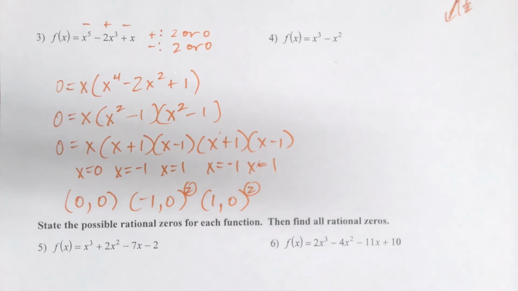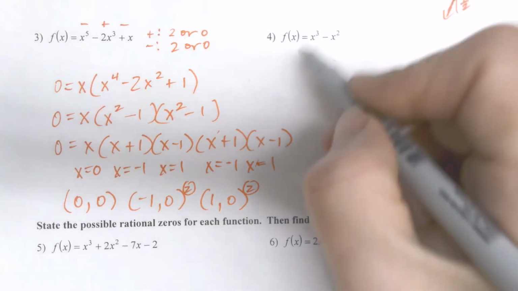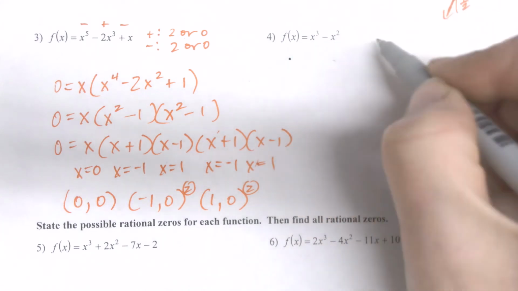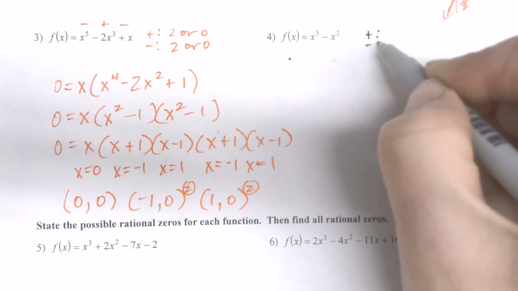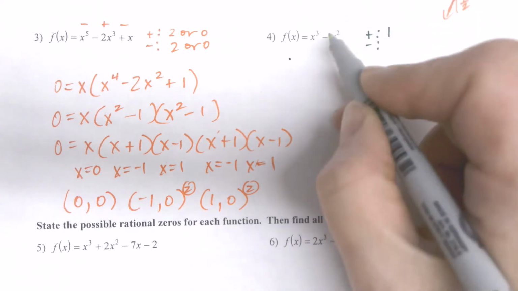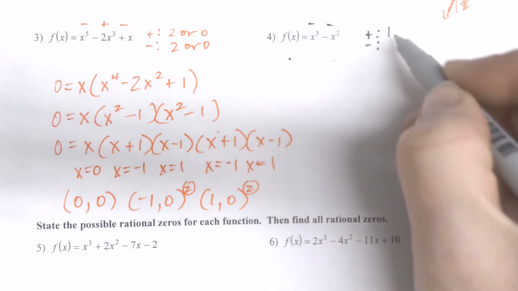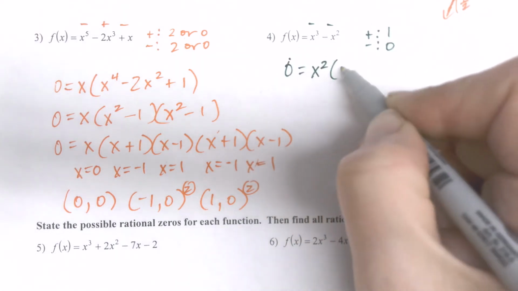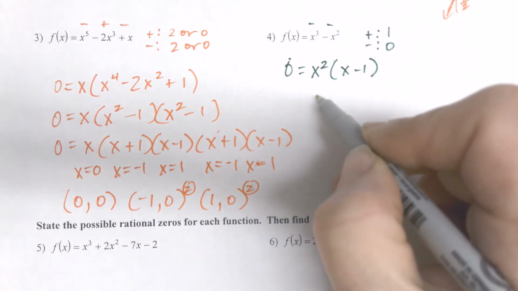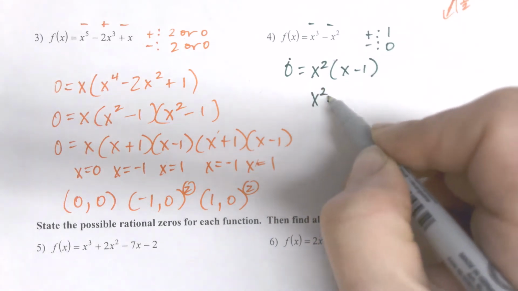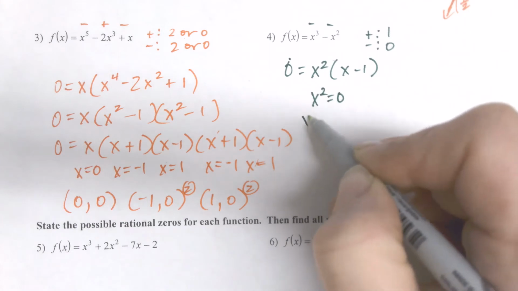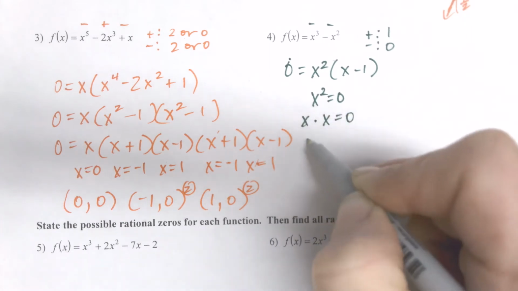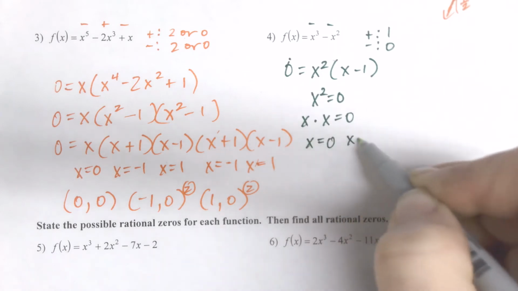The last one where I'm going to be factoring, on this one I'm going to go ahead and again count my sign changes. For positive, I have 1. That's going to be negative, negative. For negative, I have 0. Set it equal to 0, pull out an x squared, x minus 1. So x squared equals 0. That means x times x equals 0. So that means x equals 0 and x equals 0.